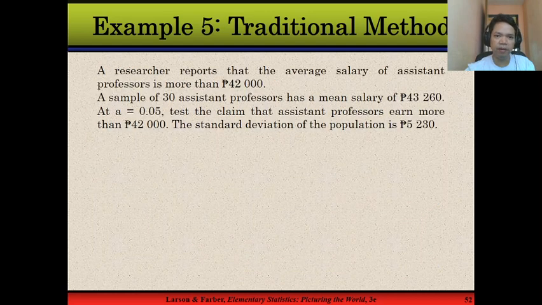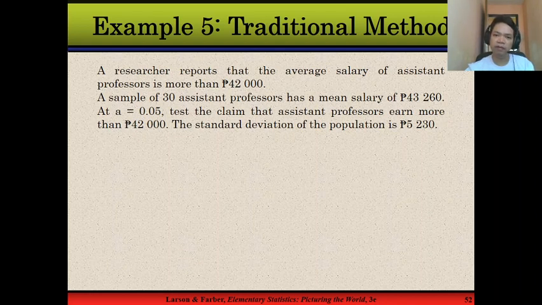Okay, example number 5. A researcher reports that the average salary of assistant professor is more than 42,000. A sample of 30 assistant professors has a mean salary of 43,260. At significance level of 0.05, test the claim that the assistant professor earns more than 42,000 pesos. The standard deviation of the population is 5,230.